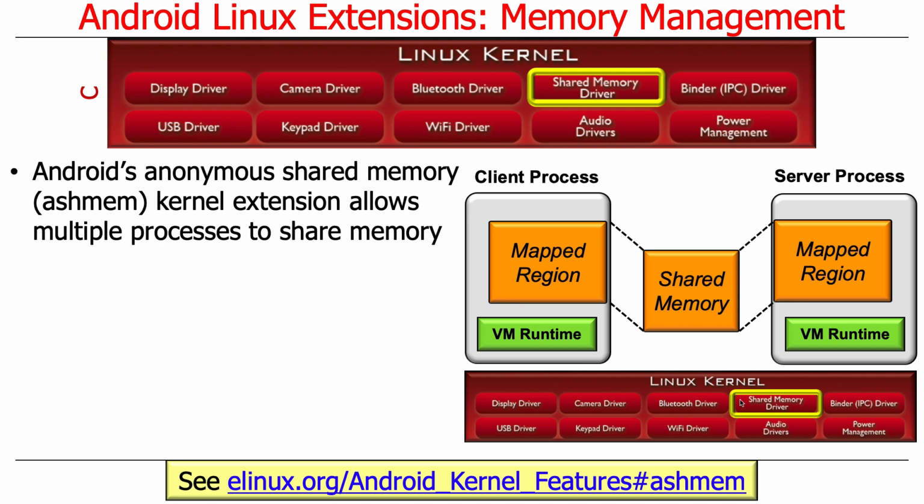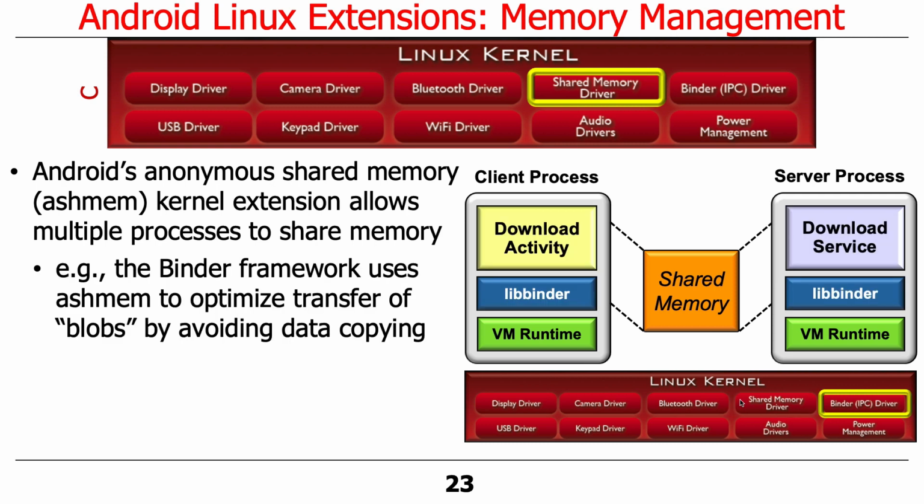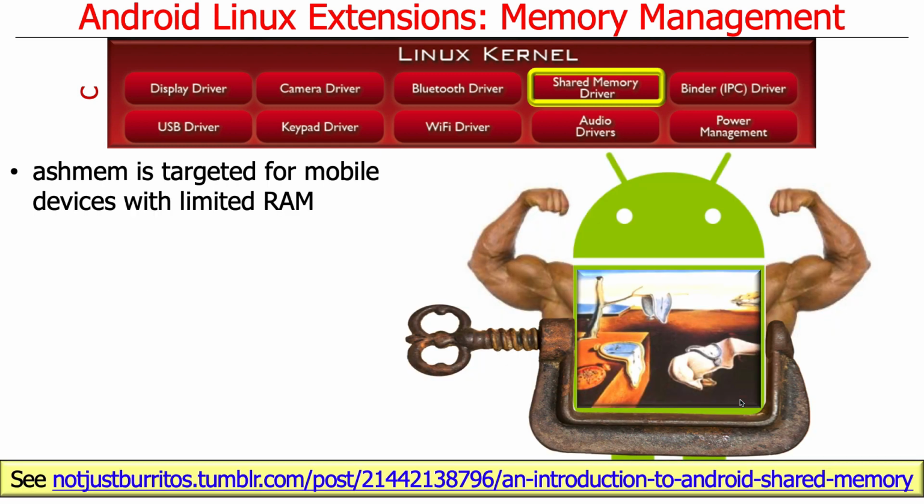This is something called Android Shared Memory, or Ashmem, which is another non-standard feature that's provided by the Android Linux kernel. Internally, the Android Binder framework uses Ashmem to optimize the transfer of blobs, binary large objects, by avoiding data copying. They simply map the information and then share it through shared memory. Android shared memory is optimized, once again, for devices with limited RAM. You will not find this abstraction available in regular GNU Linux. It's only available on Android Linux because they're not trying to solve the same set of problems on GNU Linux.